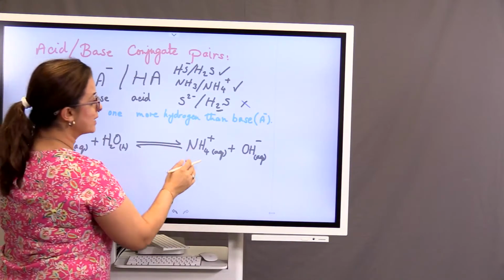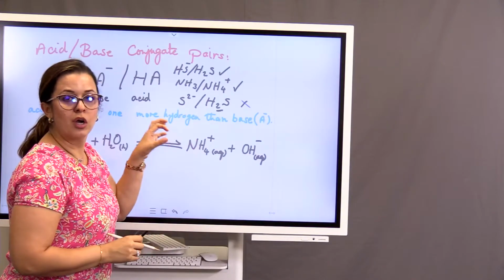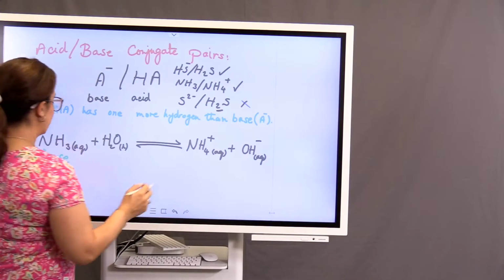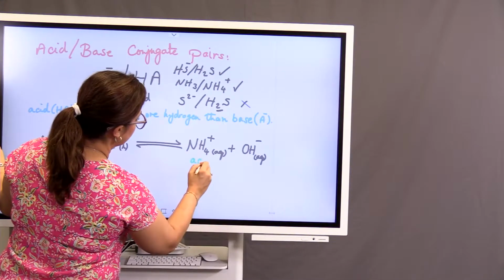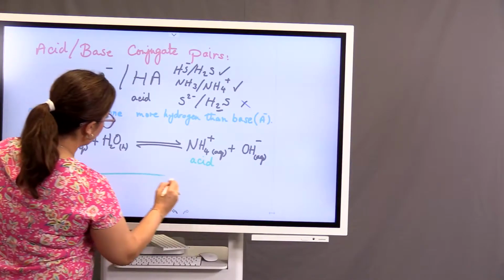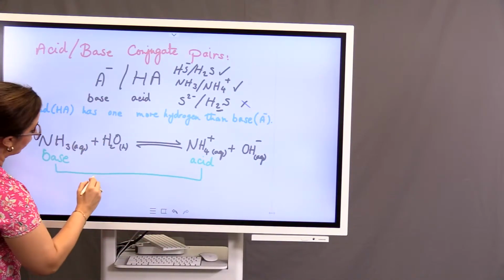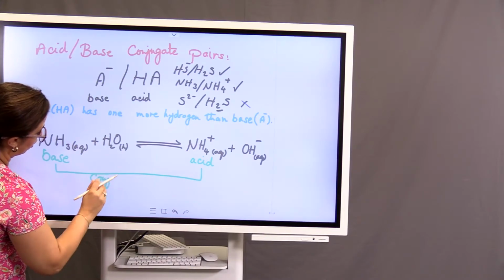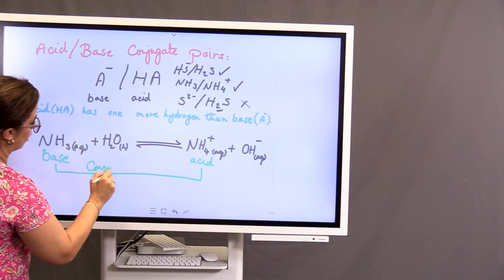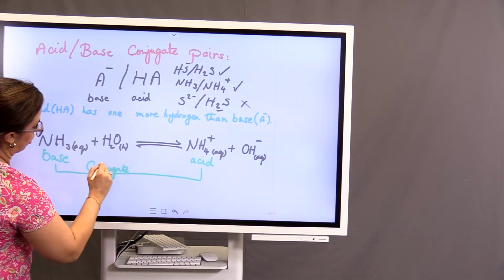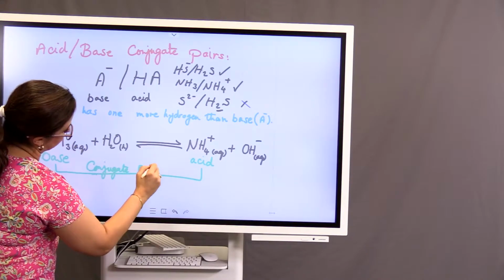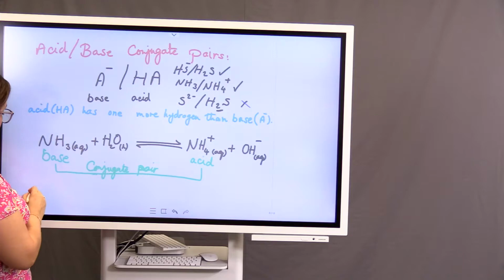According to the definition for Bronsted-Lowry acid, this should be a base. It's a proton acceptor, right? On the other side, if NH4 donates a hydrogen, it goes back to the form of NH3. So on the other side is acid. NH4 is acid. And I can call this pair a conjugate pair. Let me write it on top. Conjugate acid-base pair. Right?